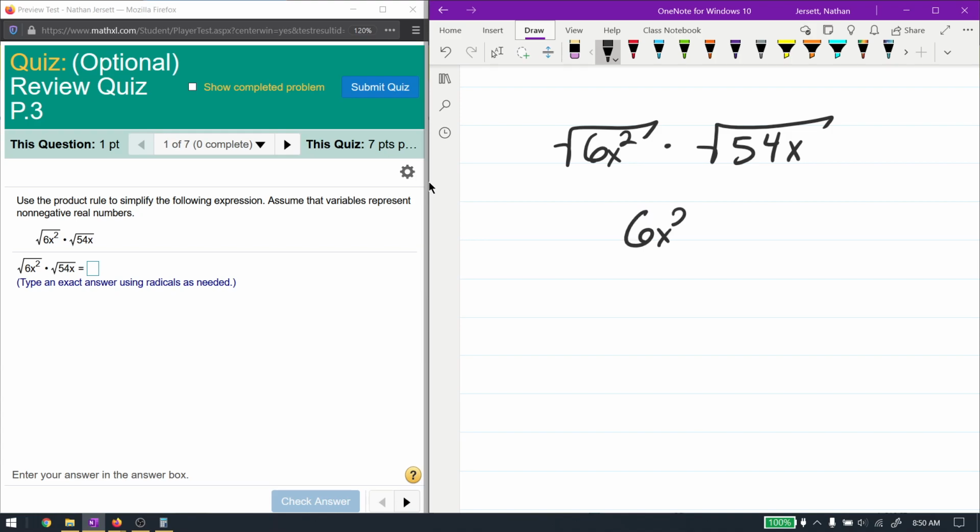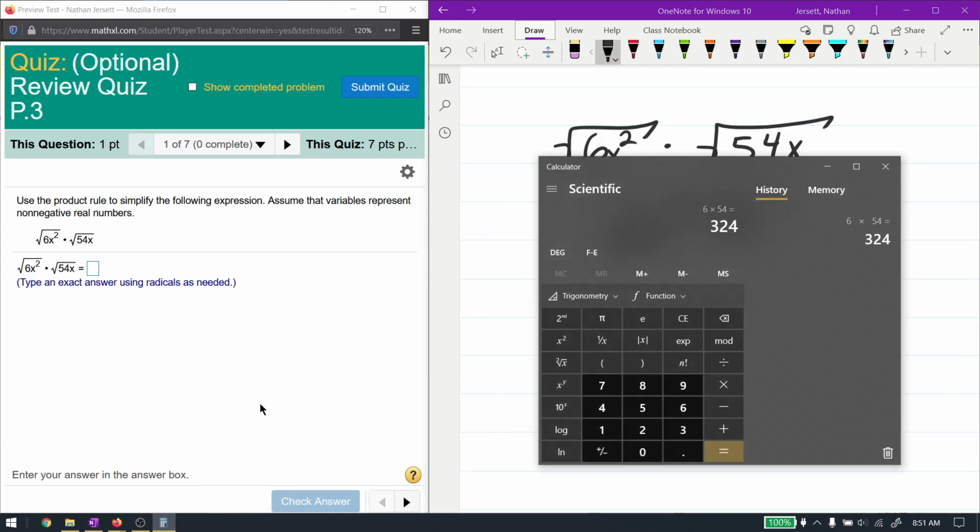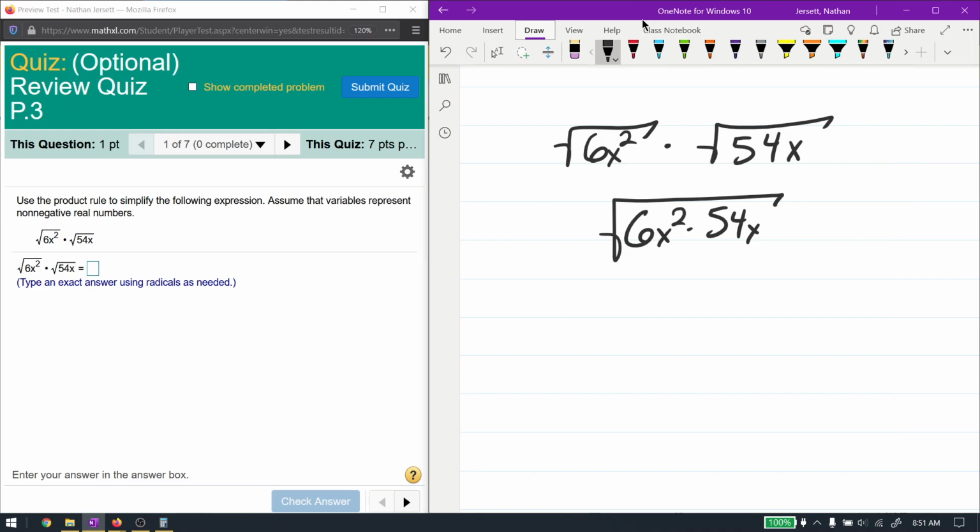So we have 6x squared times 54x, and the square root of all of that. We can do this because now we can combine the numbers into one statement, which will allow us to hopefully reduce this radical even further than we could before. So 6 times 54, 324. And x squared times x is x cubed. So that is our new radical, and now we can simplify.